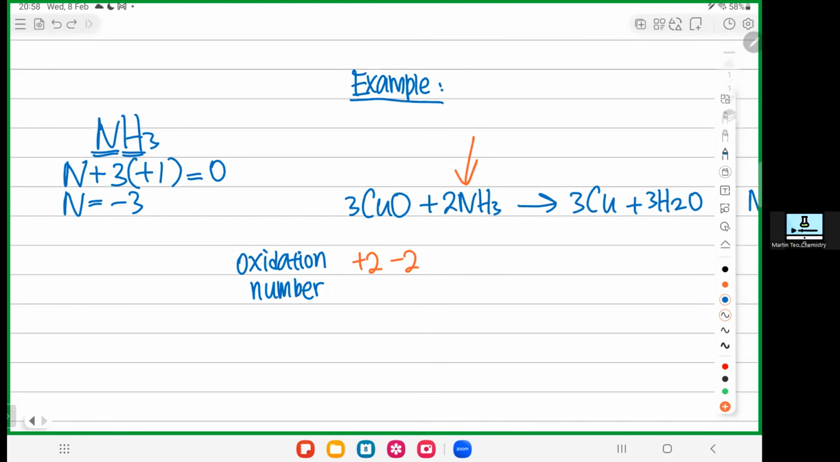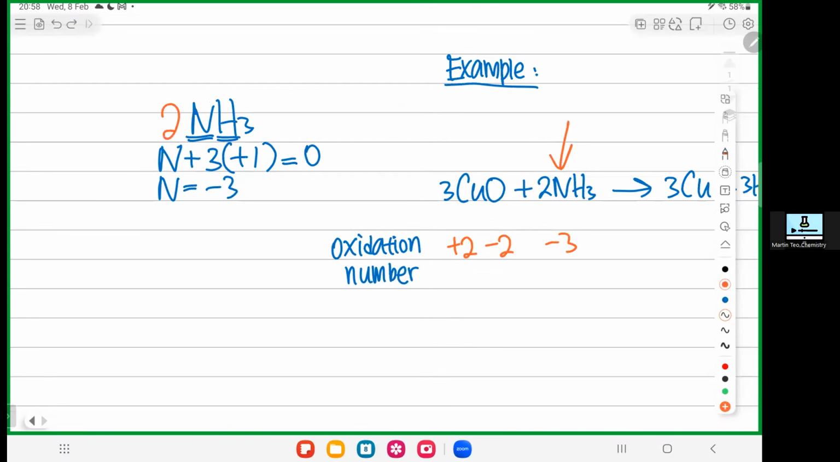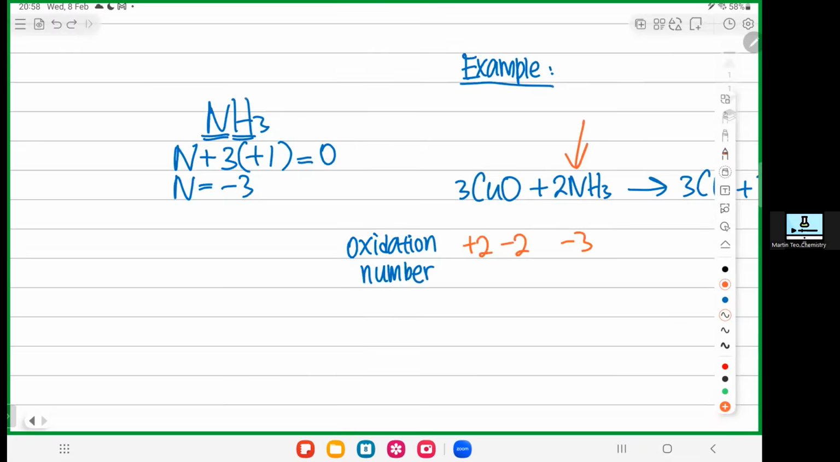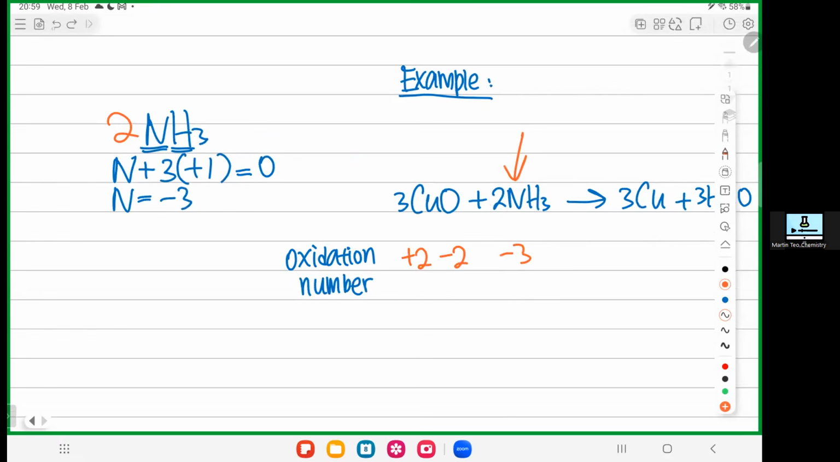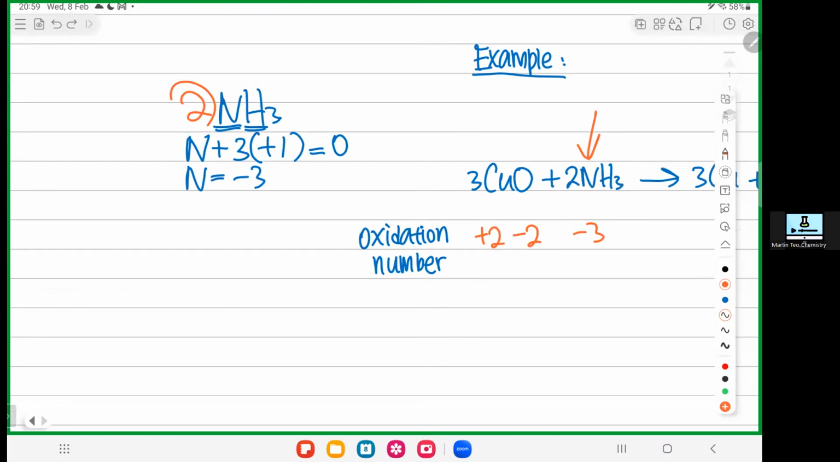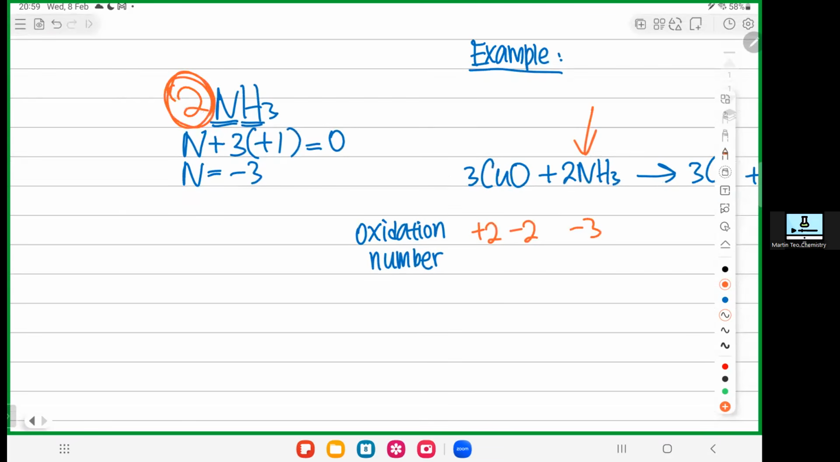Okay, so some people ask, sir, what about the 2 here? Should we put a 2 here? No, when you do the calculation, don't bother the 2. All the numbers in front here are only for balancing the equation. We use this number only to balance the equation. When you do calculation, this number in front, don't bother. Just ignore.